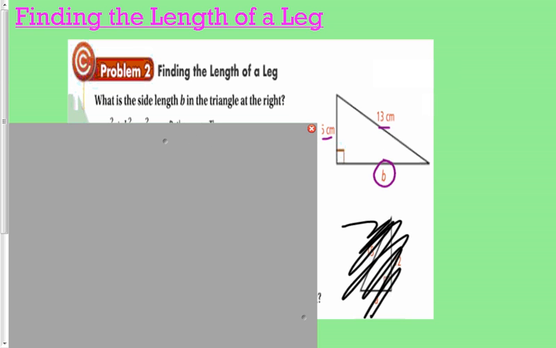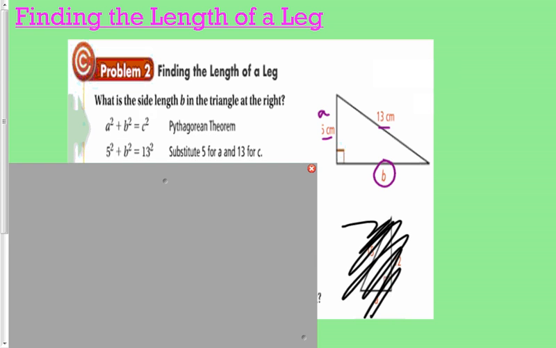So we know it's a right triangle, so we can use the Pythagorean theorem as long as we're dealing with all side lengths. Now we're going to plug in for a. It doesn't really matter, this could be our a or our b, but we're going to use the missing one as b. And then plug in 13 for c. So we have 5 squared plus b squared equals 13 squared.